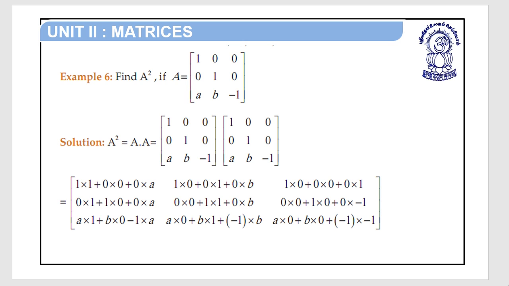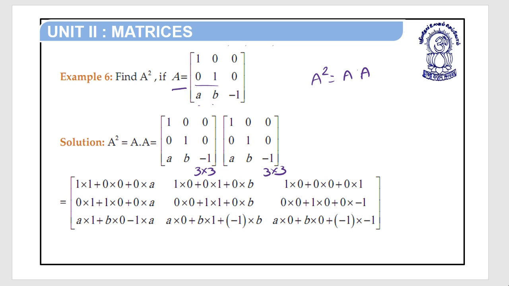Now find A square. If A is equal to 1, 0, 0, 0, 1, 0, a, b, minus 1. A square means we can write A into A. Put the matrix of A, 1, 0, 0, 0, 1, 0, a, b, minus 1, times 1, 0, 0, 0, 1, 0, a, b, minus 1. Now take the multiplication, a 3 by 3 matrix.